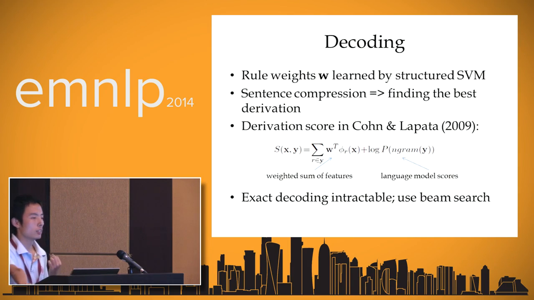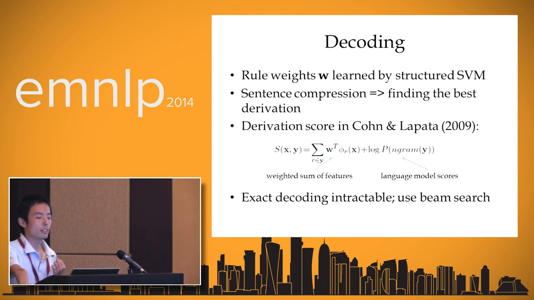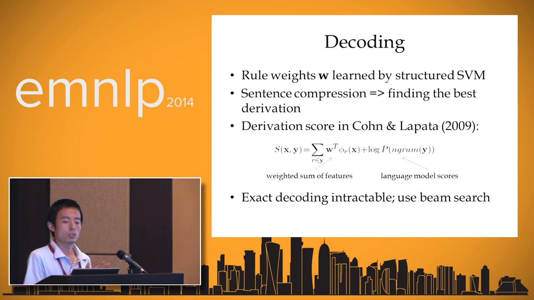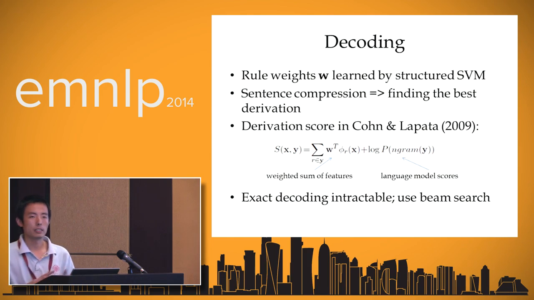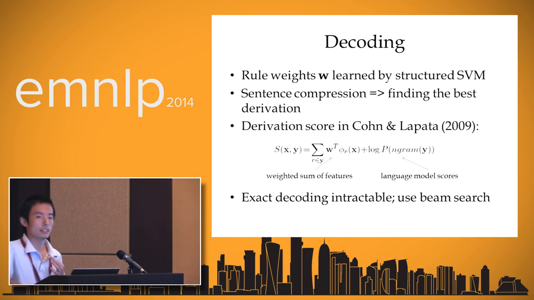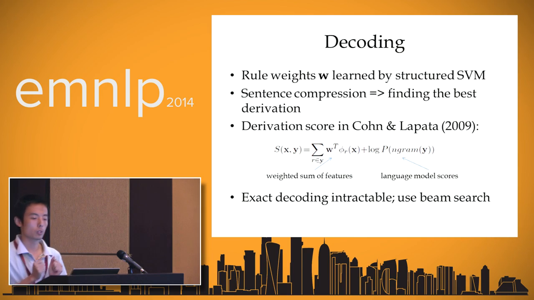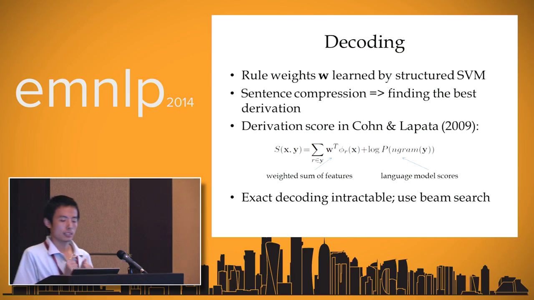The remaining problem is the decoding problem: given the weights of the rules, you find the best derivation. A derivation means the compressed sentence. So in 2009, Cohn and Lapata proposed a scoring function, which in their experiments showed to be good enough for sentence compression.